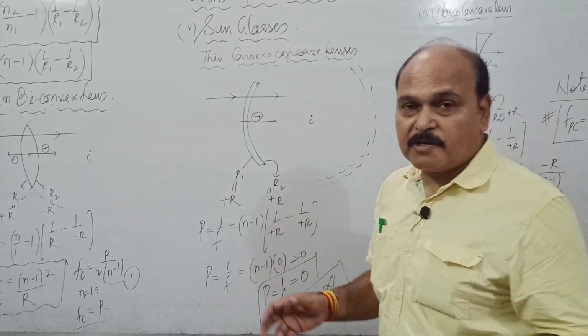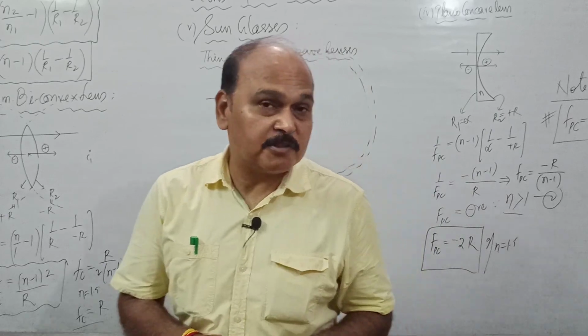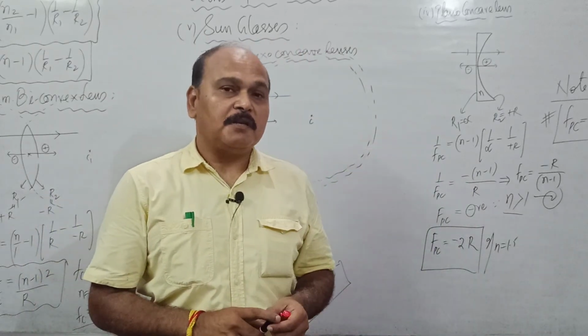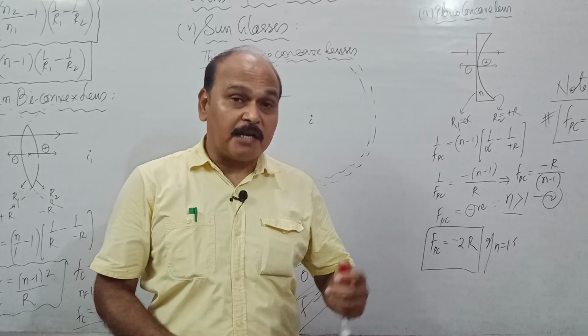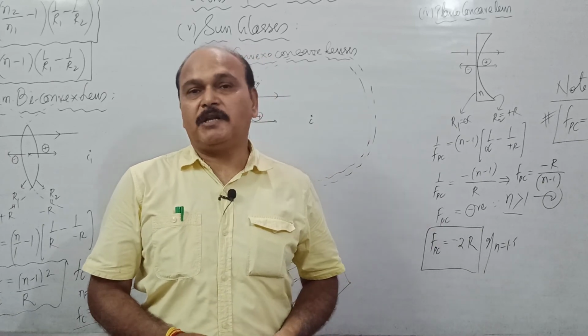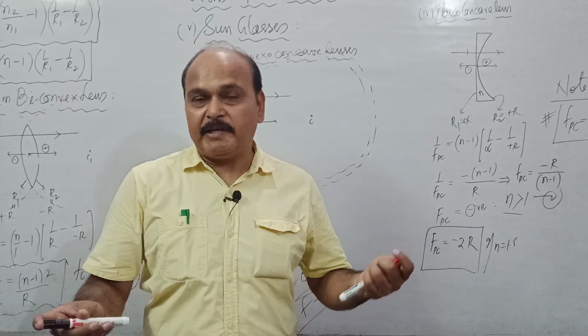So children, with this we come to the end of today's class. That was the application of lens maker's formula, and we'll come up with very good numericals and the effect of medium over the focal length or the power of the lens in the very next lecture.